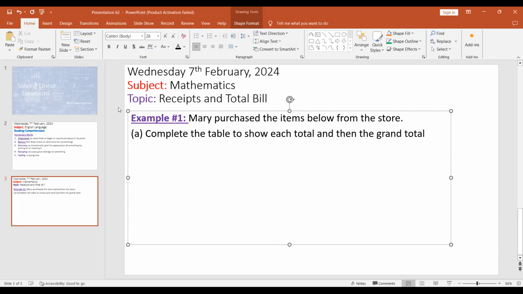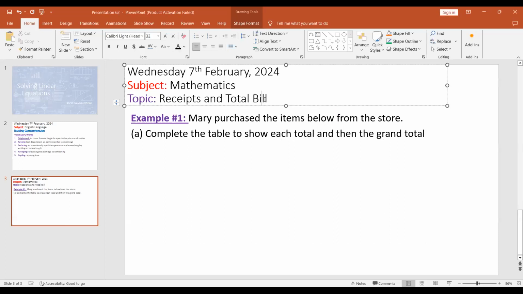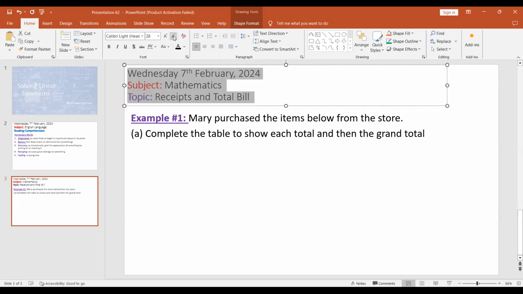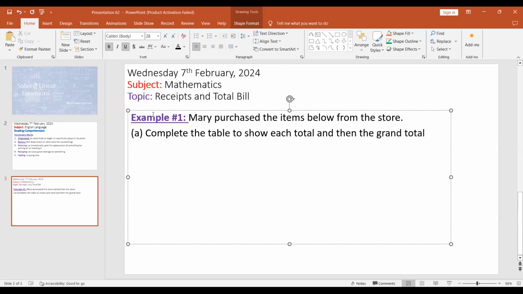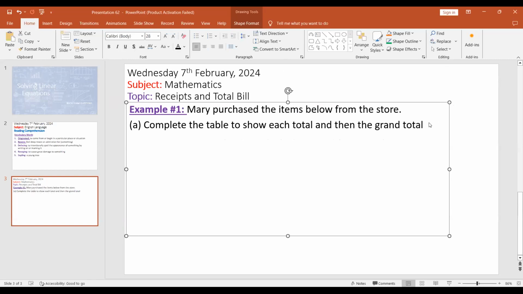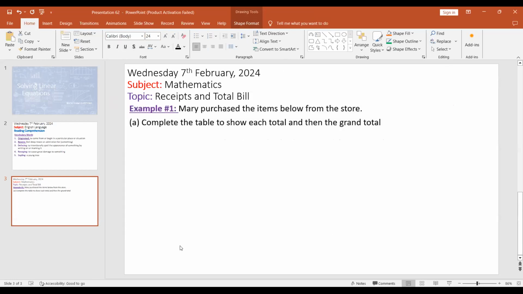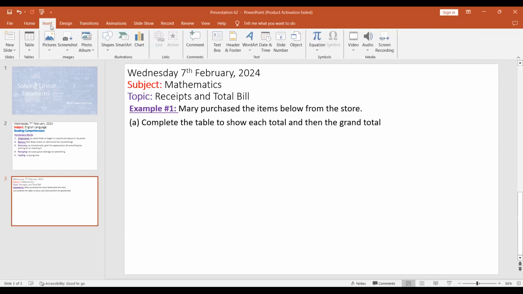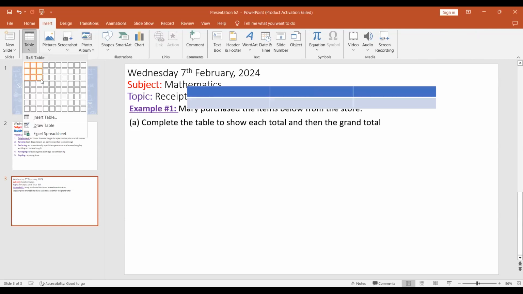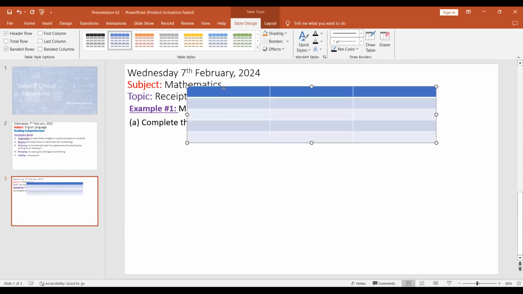We need to complete the table that we're gonna draw and then show the grand total. When we say the grand total, we mean the total after we add everything up, right? So let's do that. We're gonna construct a table that has 5 rows and, as always, 3 columns.